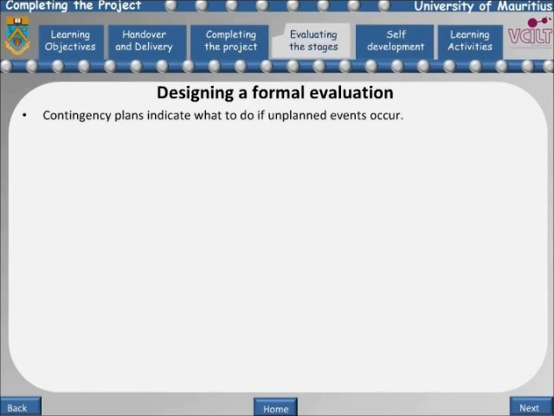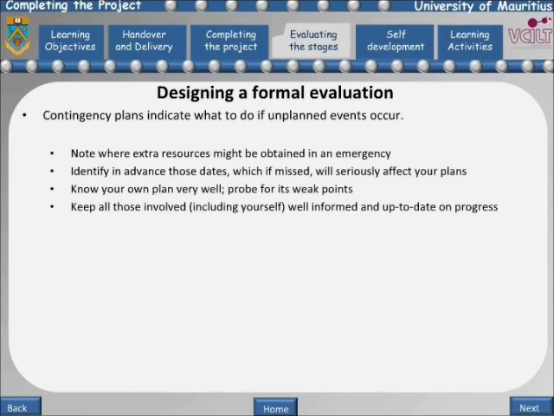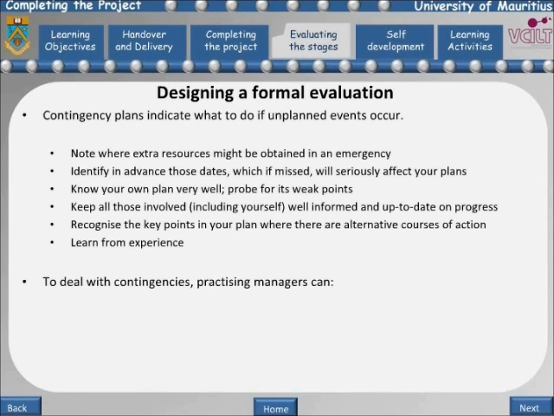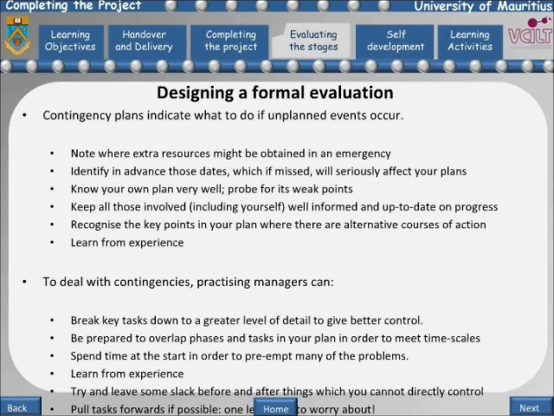Contingency plans indicate what to do if unplanned events occur. They can be as simple as formalizing and recording the thought processes when you ask, "What if?" and decide which options you would follow if the what-if situation happened. The key points in contingency planning can be summarized as follows. However, to deal with contingencies, practicing managers can do the following.